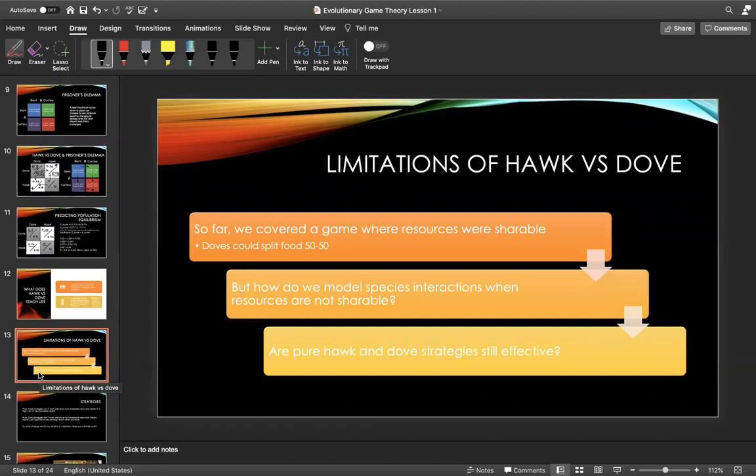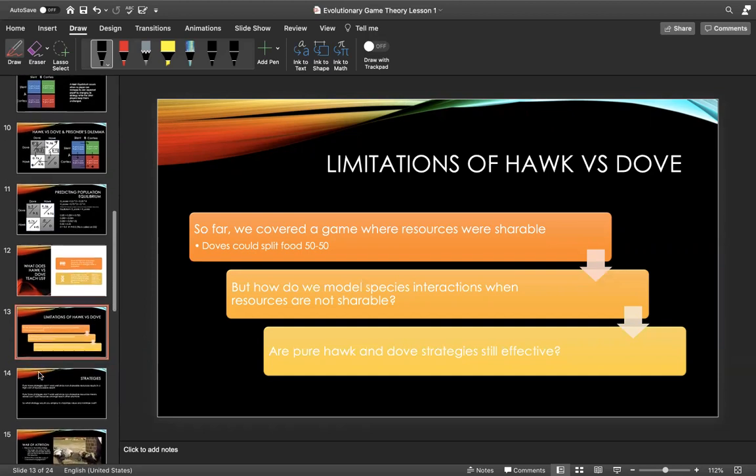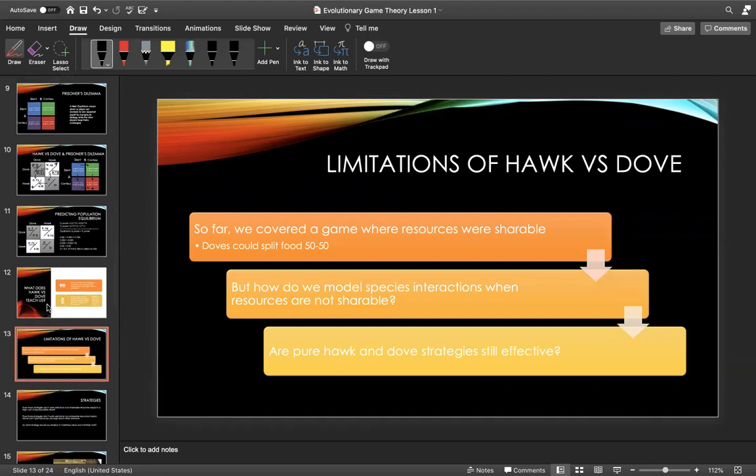At the same time, like we covered earlier, there are limitations of this game. We saw that resources were shareable, but the problem is, in the real world, resources are not always shareable. And that raises a new question that we haven't actually covered. I know the next few slides I'm going to go by pretty quick. They don't involve a simulation.